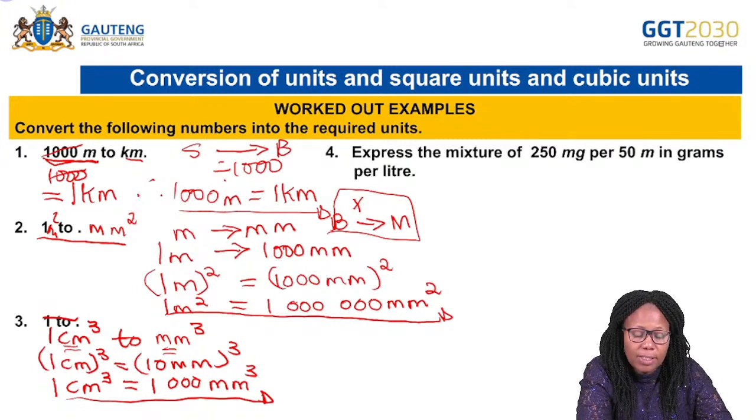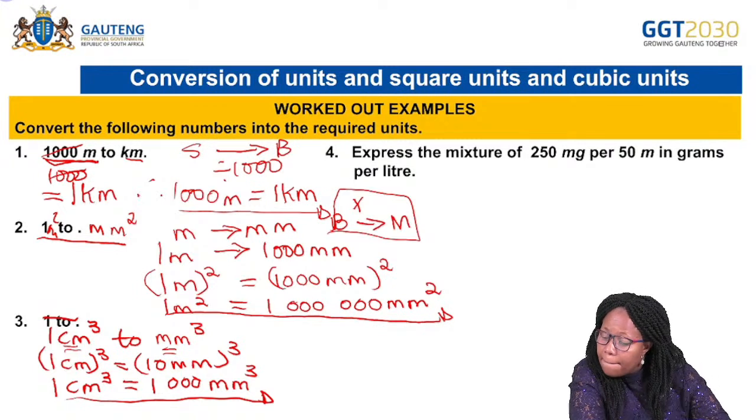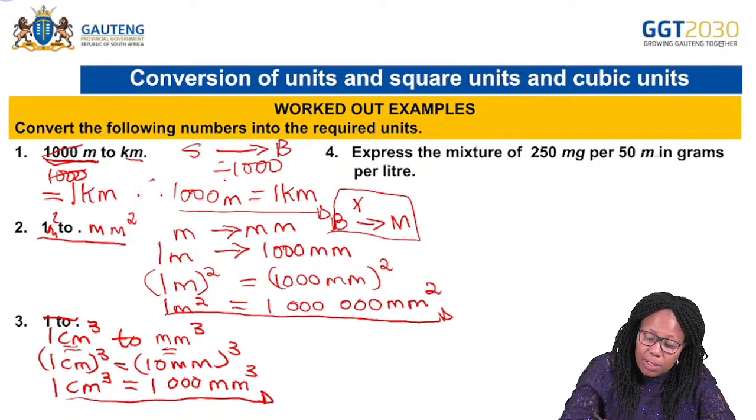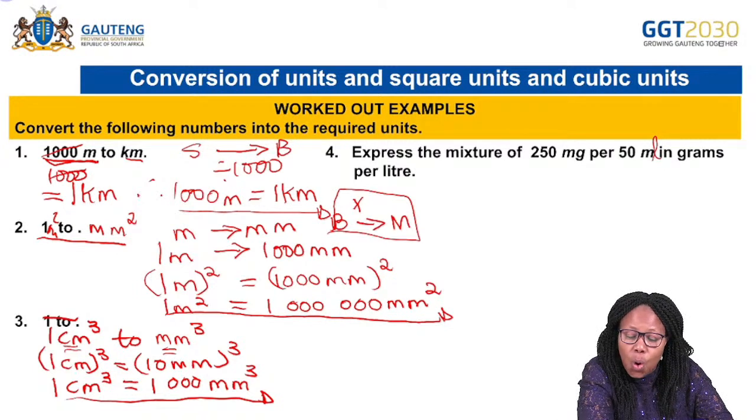I hope we are still together. Let's look at number 4 now. In number 4, they say express the mixture of 250 milligrams per 50 milliliters. This must be milliliters. And then we are changing that into grams per liter.